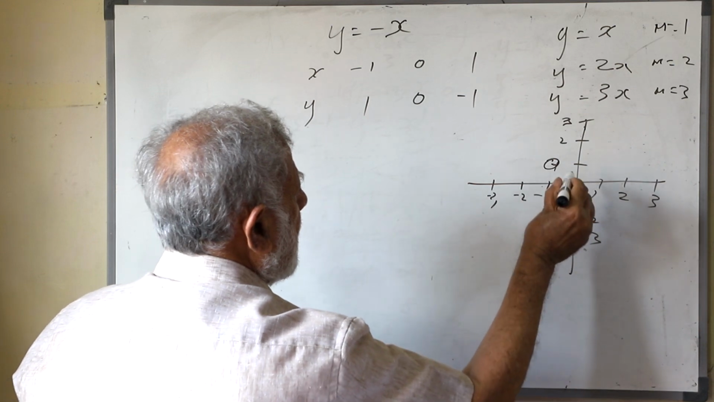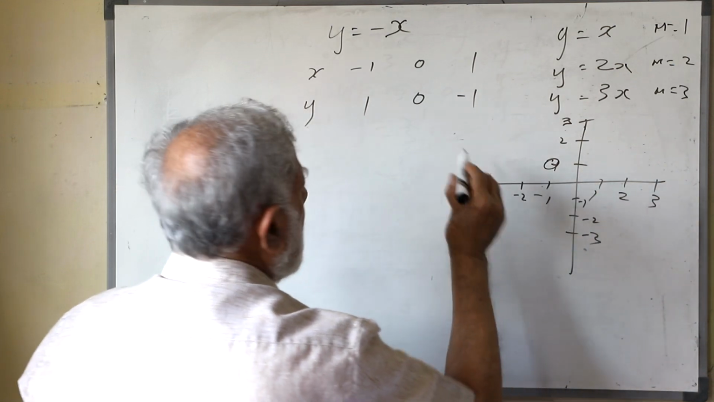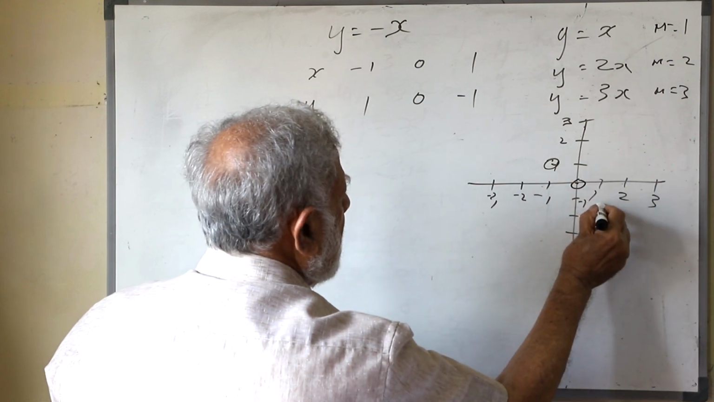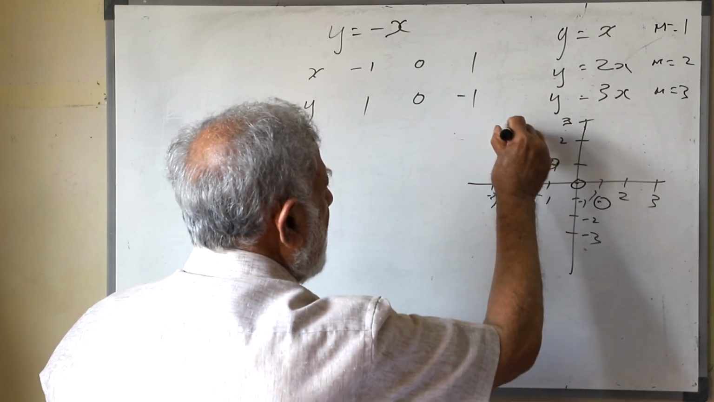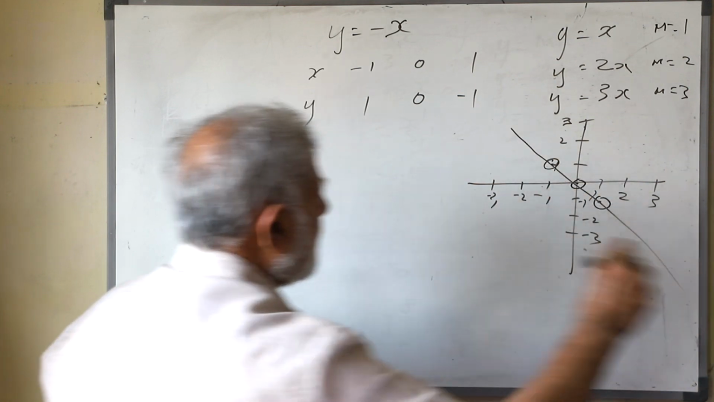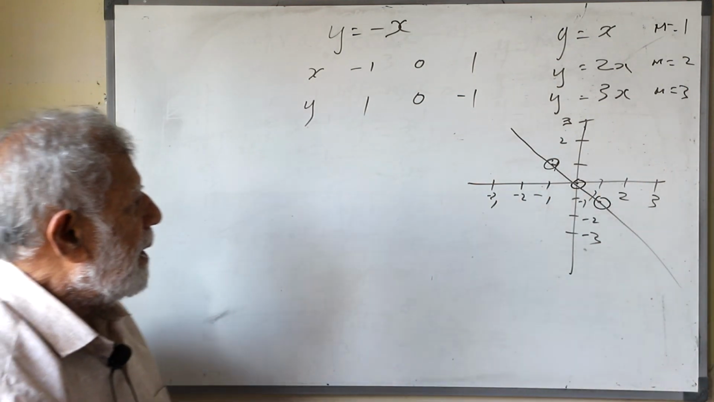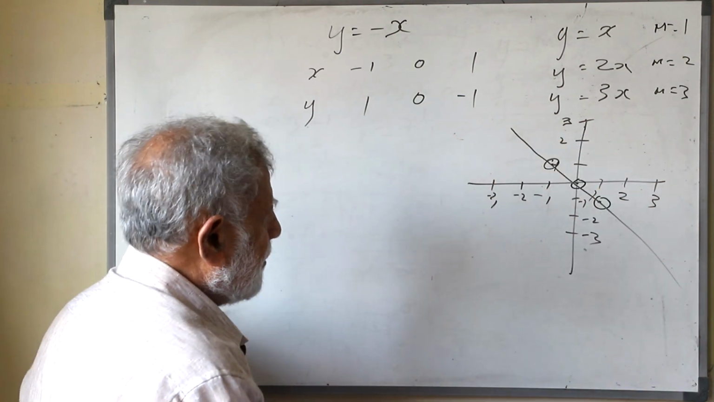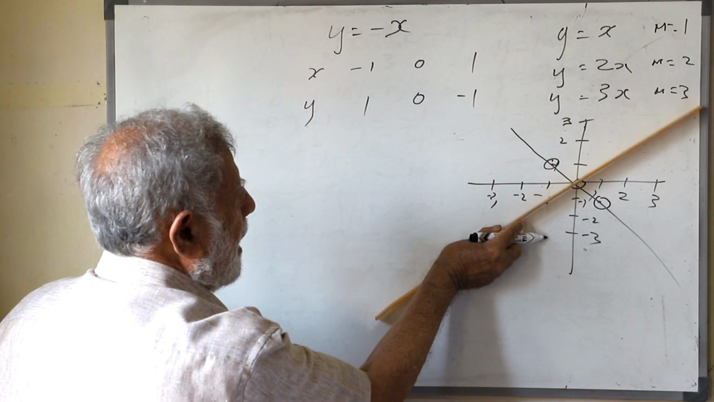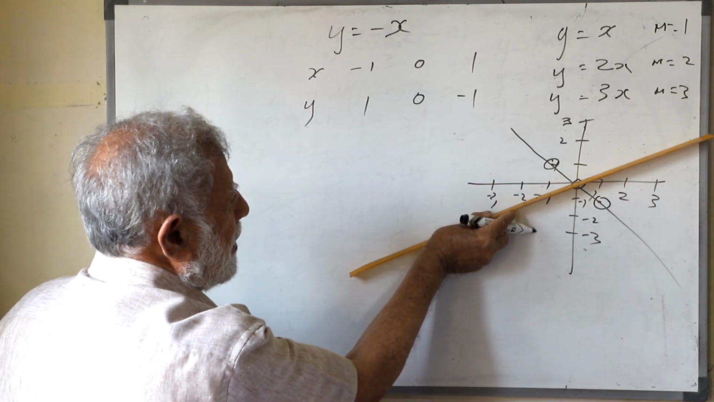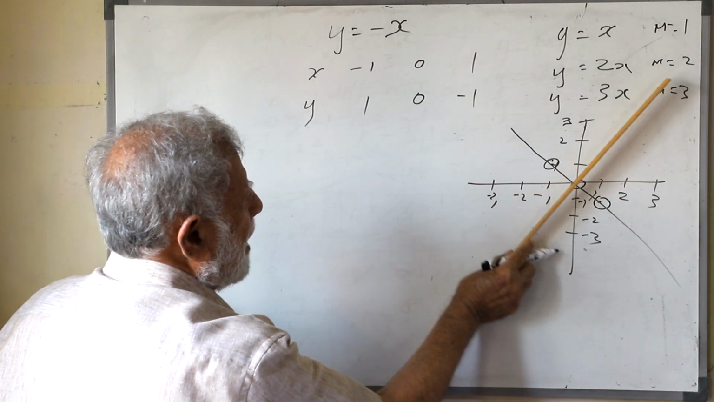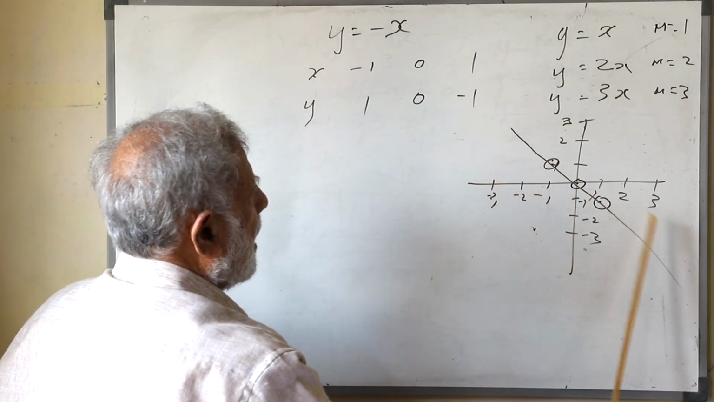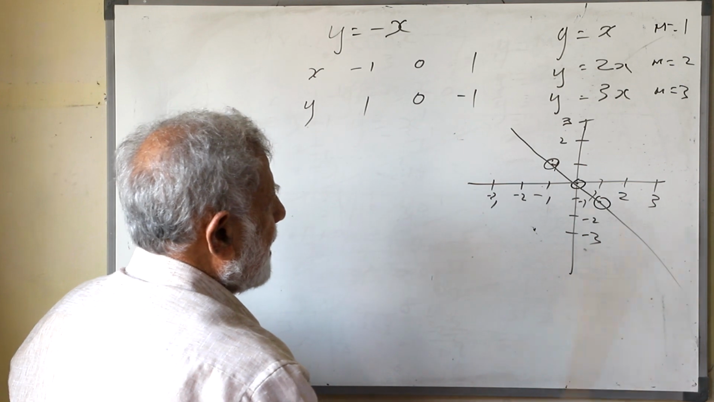Minus 1, plus 1. 0, 0. Then 1, minus 1. So the graph is coming like this. Earlier you would have noticed the graph was on the positive side, this side. It was coming like this. Earlier, when the gradient was positive, the graph lines were increasing like this. But now the graph is coming the other way.